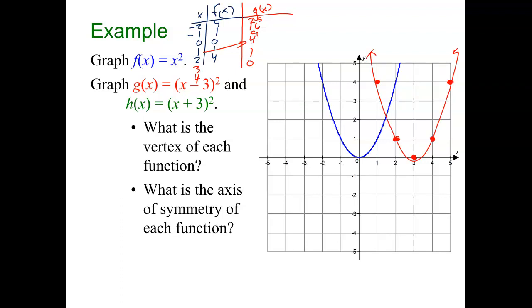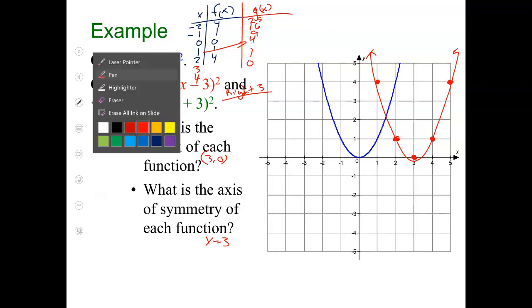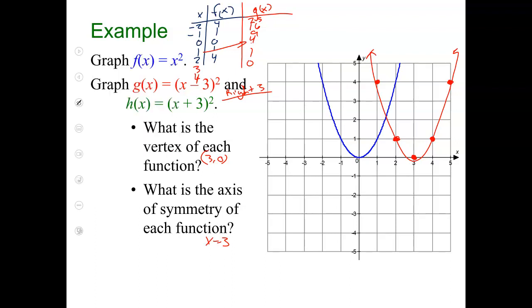What's the new vertex of g of x? 3, 0. Where's the axis of symmetry? x equals 3. So when we do the horizontal shifts, those move x. Okay? So new vertex, everything shifted right 3 units. So now let's do h of x. Let's use some inferencing now. Since we know that x minus 3 took all of my x values and moved them right 3 units, what is my x plus 3 going to do?